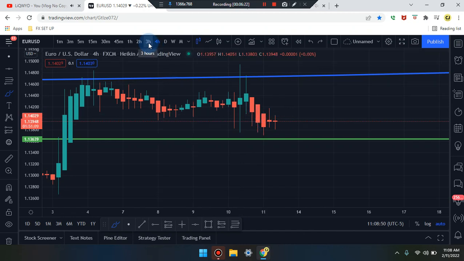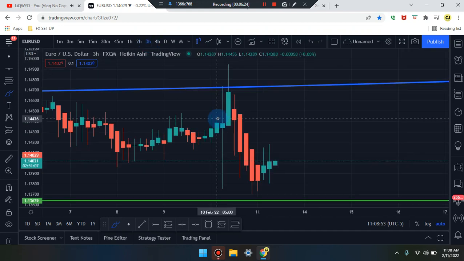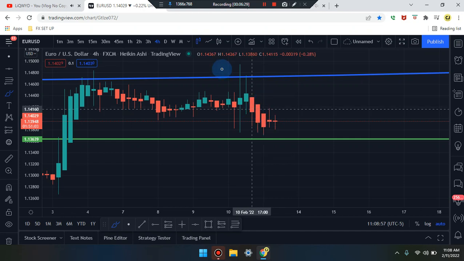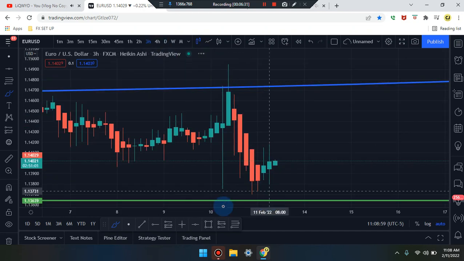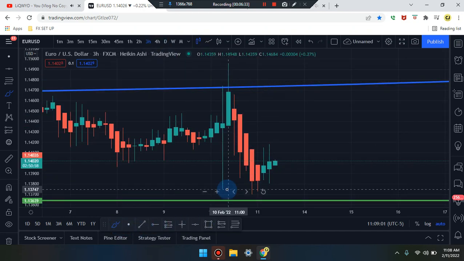We may find it on the 1 hour. If not, we'll find it on the 2. And it looks like it's on the 3. So it's happening a little early. So now you can see that break and retest on that 4 to 3 hour time frame switch over. So let's take a look at what's going on.